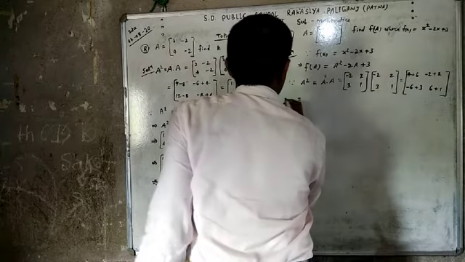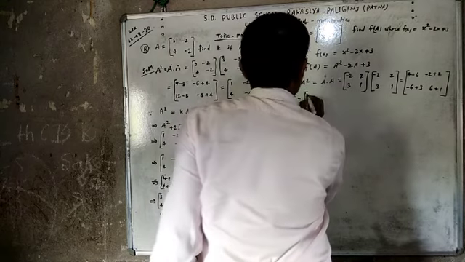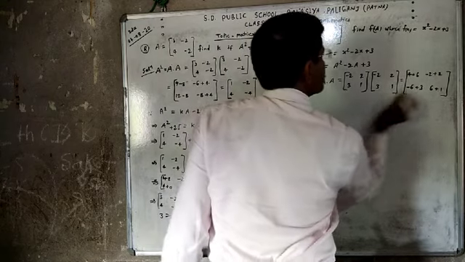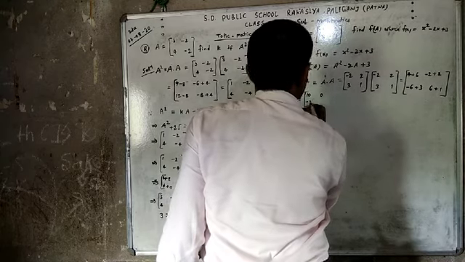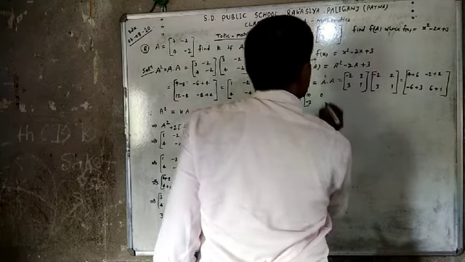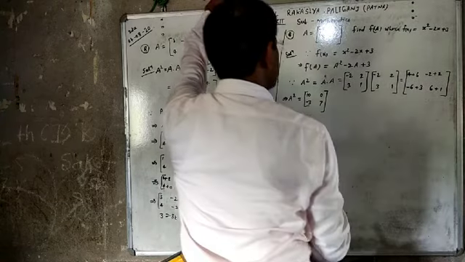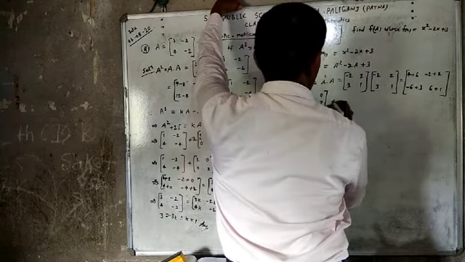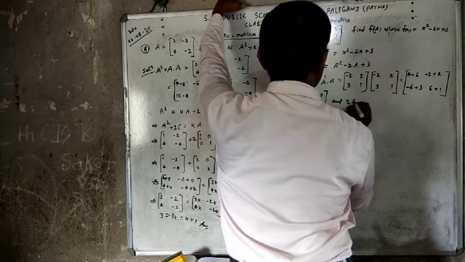Now, A squared is equal to the matrix with entries 3 and minus 2, that is 0, minus 3 and 7. It is A squared and 2A. 2A means 2 into A.